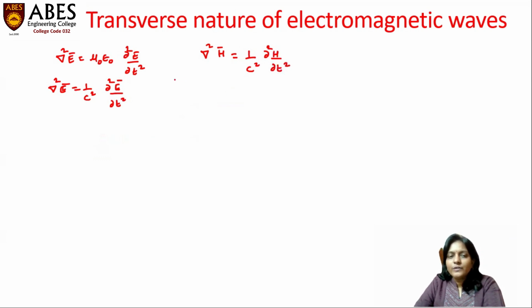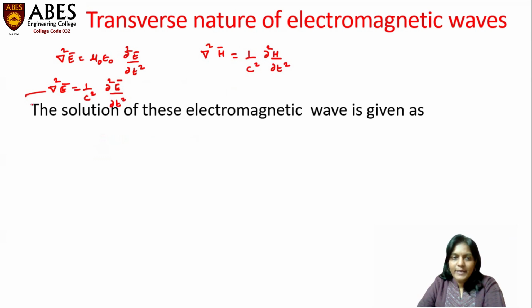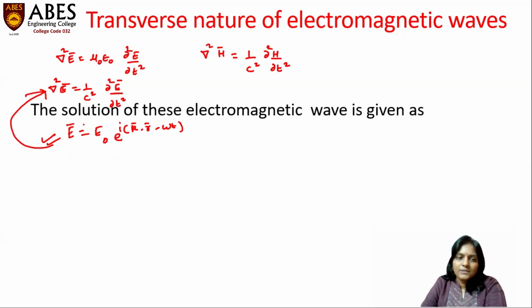The solution of this equation can be written as E is equal to E naught e raised to the power i (k dot r minus omega t). This equation completely solves the second order differential equation, so it is called the solution of the electromagnetic wave equation, where k is the propagation constant and r is the position vector. This is in the form of the Euler function: e to the power i theta means cos theta plus i sin theta.